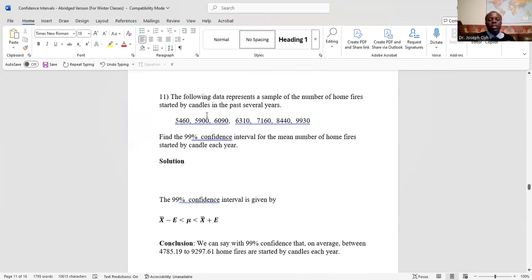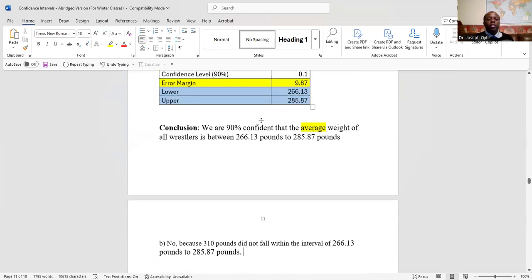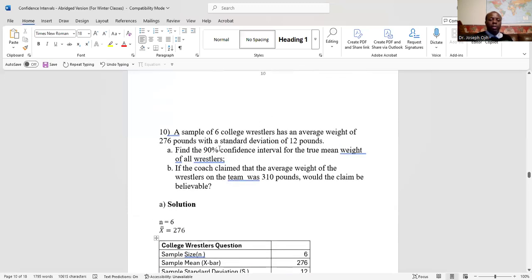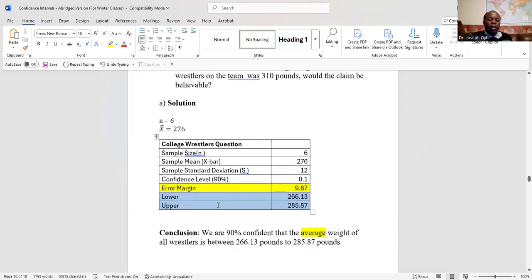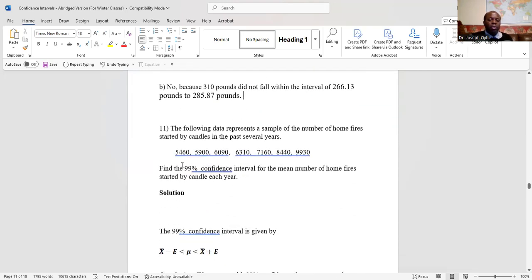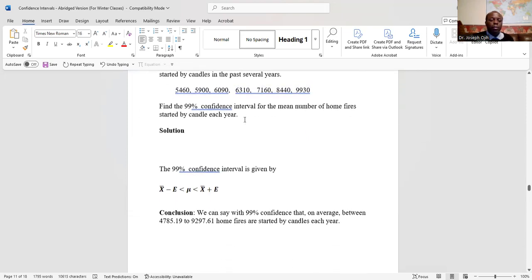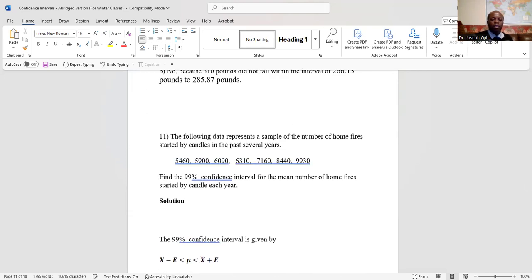Sometimes I will ask you the question in this form. In the one that we just did, I gave you the summary statistics. I told you that the sample mean is 276, and the sample standard deviation is 12 pounds. But here I did not. I just give you raw data. I'm going to move this down so we have enough room.